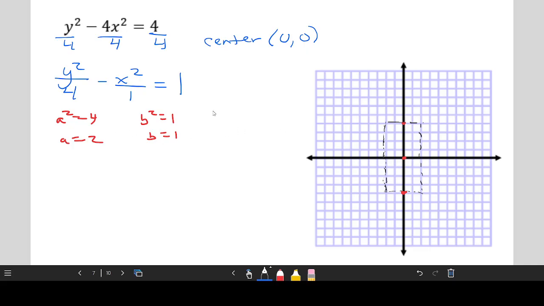So a and b just tell you how far am I going from the center in each direction to plot the edges of the rectangle. We're drawing the rectangle because we need to be able to draw our asymptotes accurately, and so we draw them as the diagonals of this rectangle, so they're going to go through the center and through the corners. And then we draw the branches of the hyperbola. We have the vertices already, and they're just going to be approaching those asymptotes without touching them.